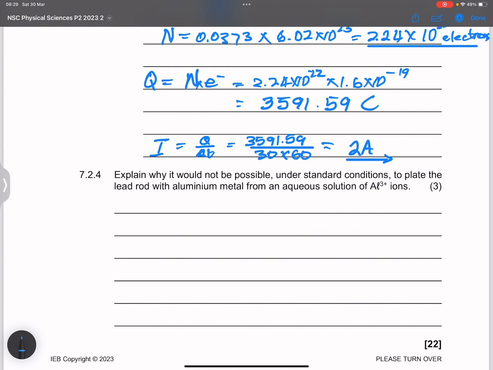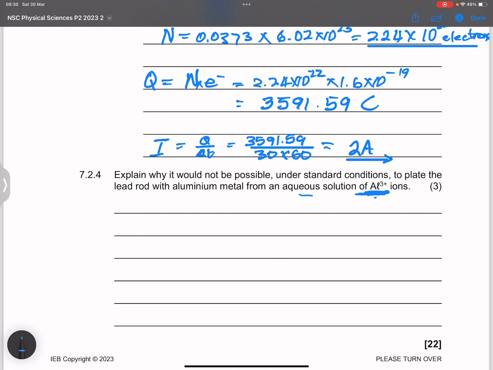So they say explain why it would not be possible under standard conditions to plate the lead rod with aluminium metal from an aqueous solution of aluminium. Ladies and gents, to answer these kind of questions, you really have to go to your standard potential table. Now, if I check there quickly, you are trying to plate with aluminium metal from an aqueous solution of Al3 plus, right?